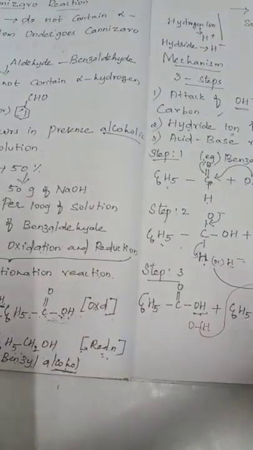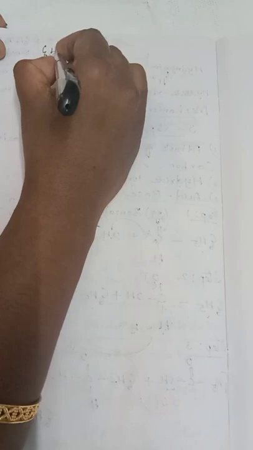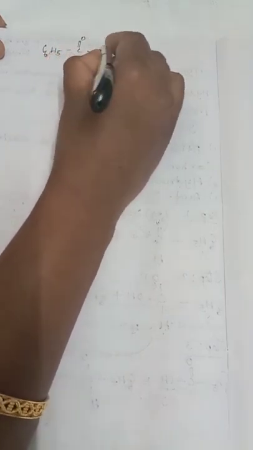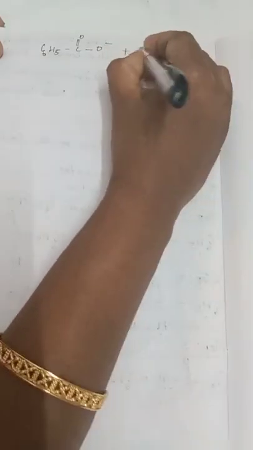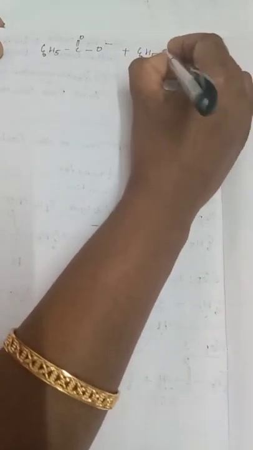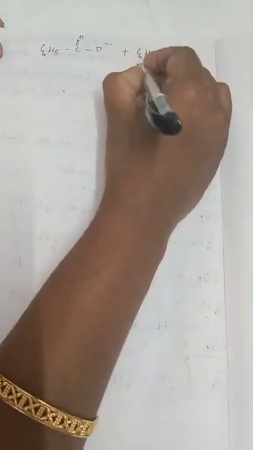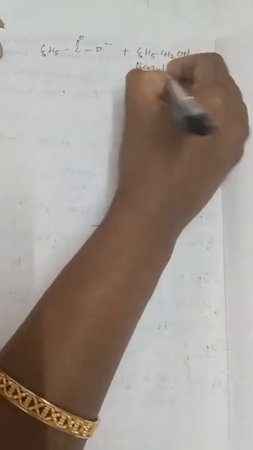So I will write separately this product from step 3. We got 2 products now, so I am going to write them separately. So listen here. What is the final product? Our final product is, one product is C6H5 C double bond O minus, plus C6H5 CH2OH. So the product name is benzyl alcohol.